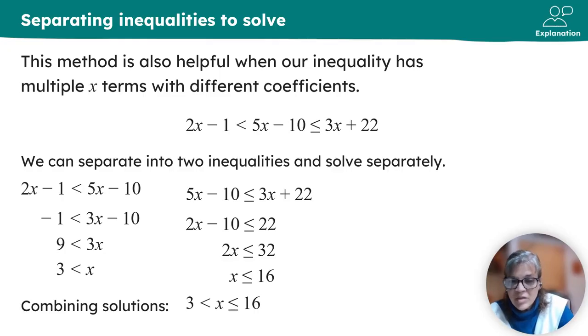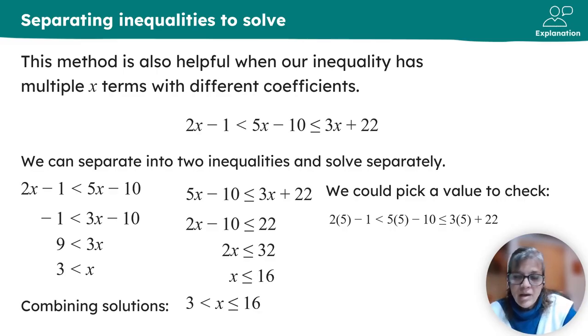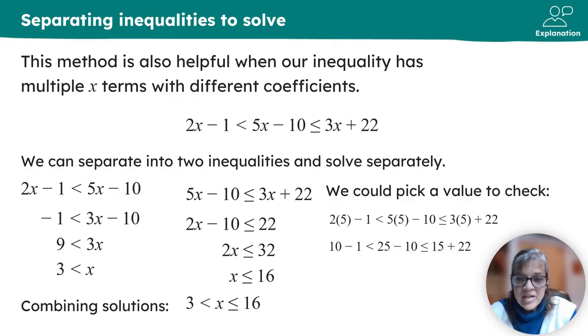If it is a continuous region, x is between 3 and 16, then you write it this way. If it's a split region, then you write it as two separate statements. You can pick a value to check. What's something in between? I could pick 5. That's something in between. And I check it all out and I do the calculations and I should get a true statement, which I do.